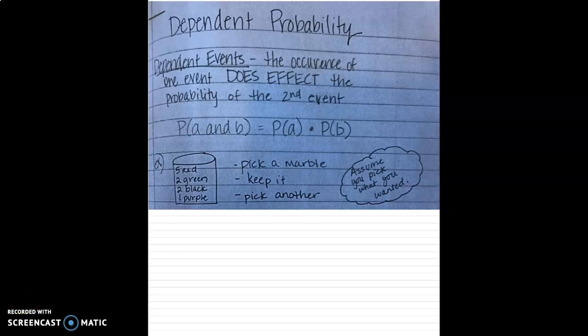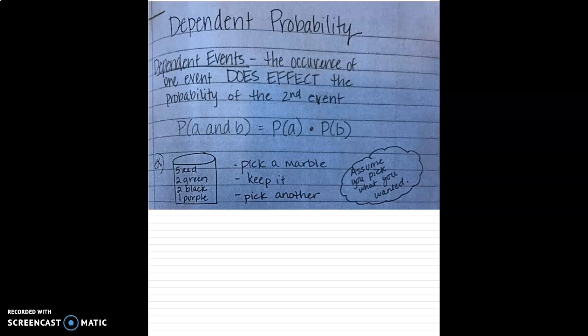Dependent probability. This means one thing depends on the other. So the definition, remember you can pause this at any point. A dependent event: the occurrence of one event does affect the probability of the second event.